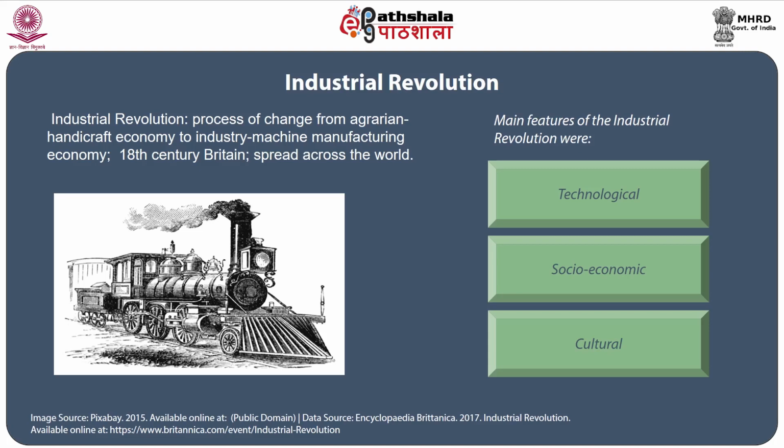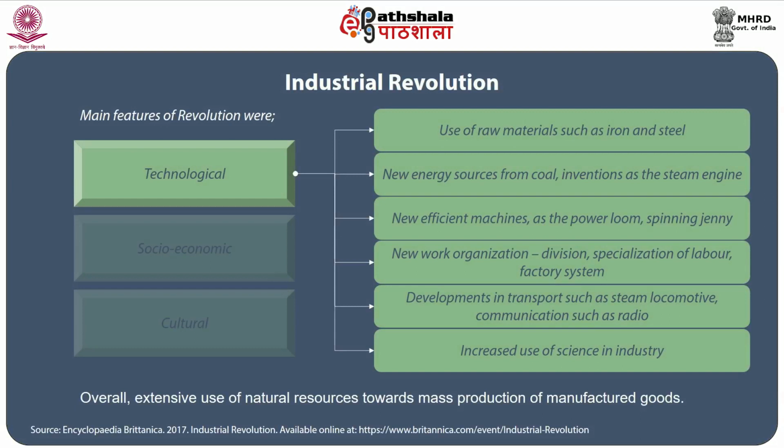What are the main features of this Industrial Revolution? Technological, socio-economic and cultural. The technological changes mainly related to the use of raw materials such as iron and steel, new energy resources from coal and the steam engine to electricity. New machines were also invented to improve efficiency, such as the power loom and the spinning jenny.